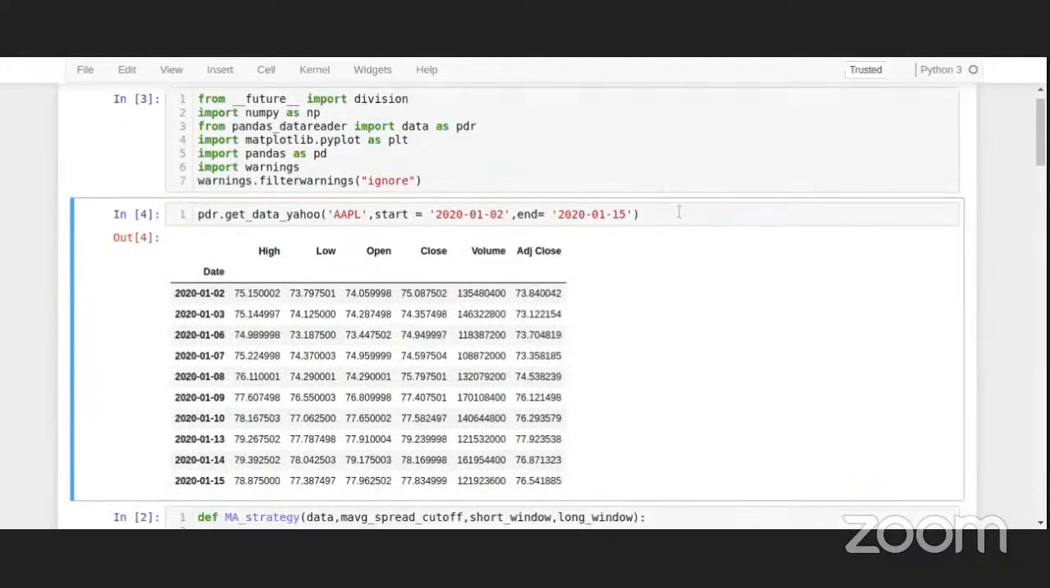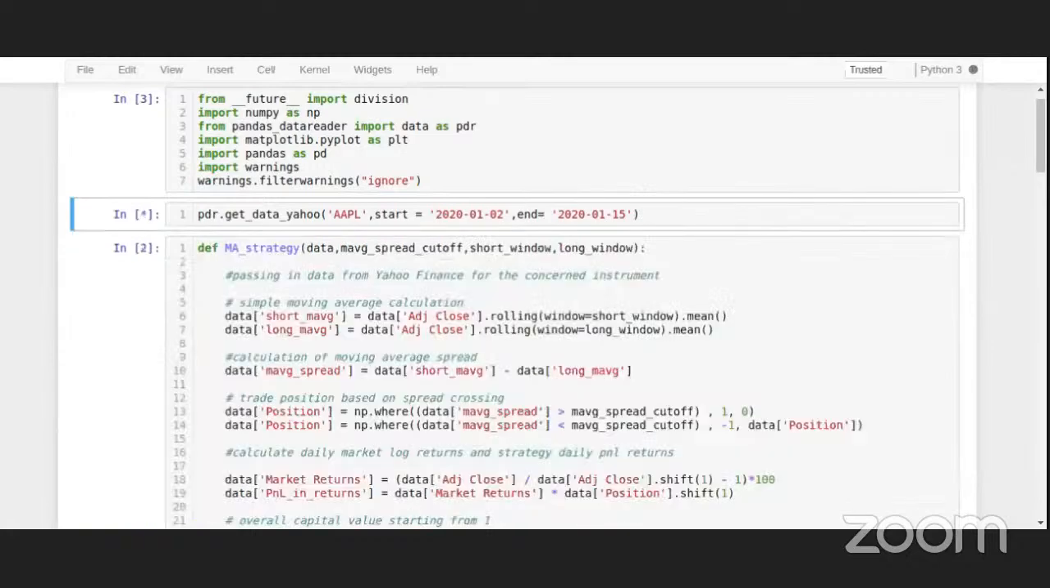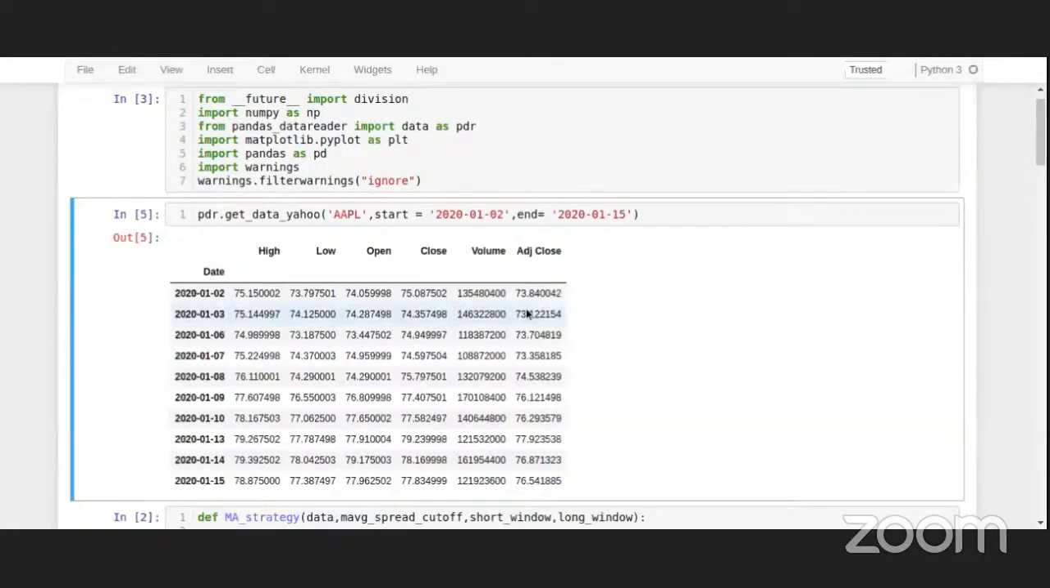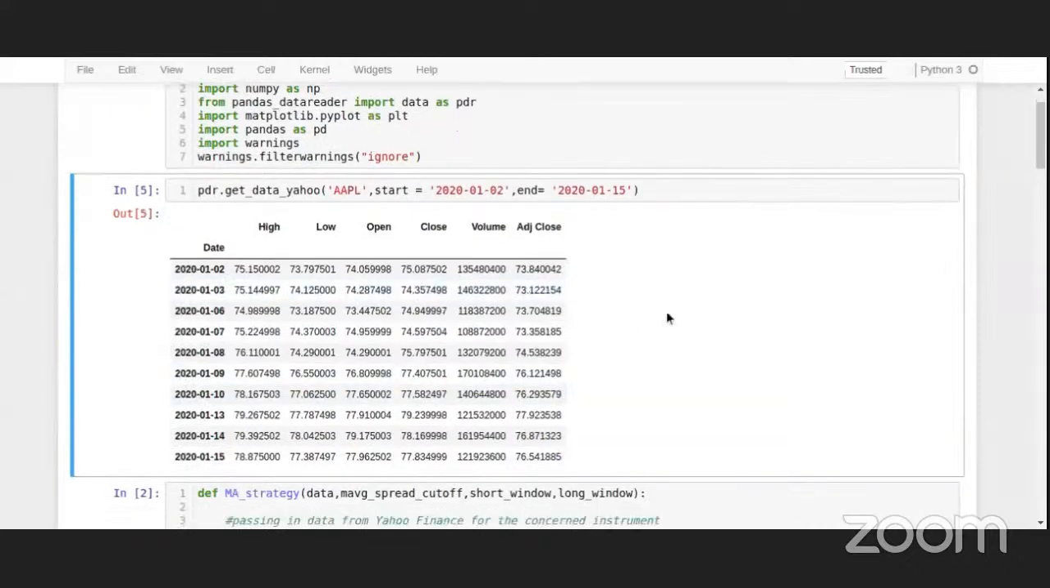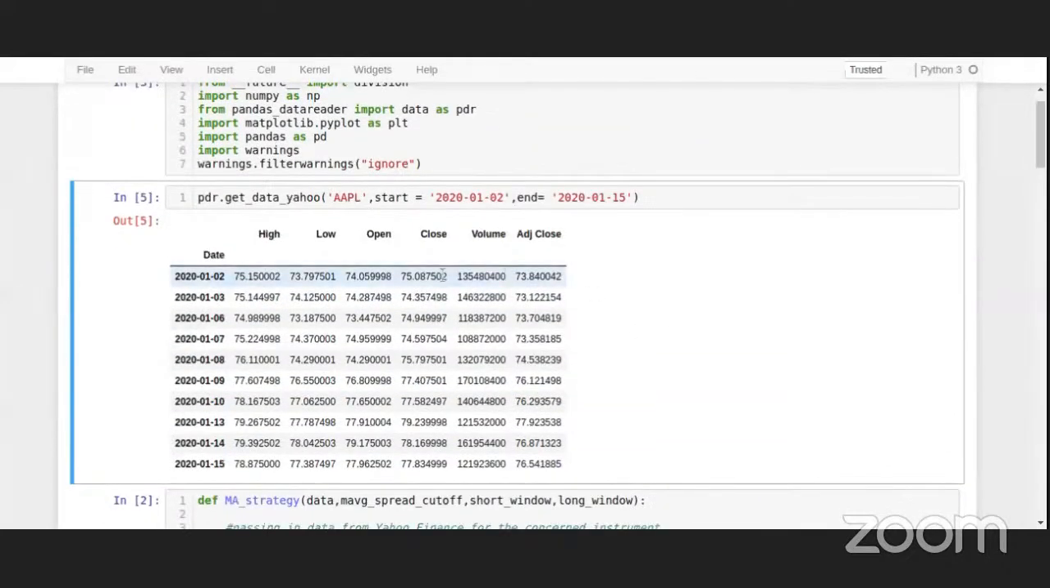So to run this cell, I press Control Enter or Shift Enter. Once you press any of these, you can see the data we are getting from Yahoo Finance. These are the rows. There is a date column, and then multiple columns: high, low, open, close. These are the highest value, lowest value, open value, and close value on that day. And then there is volume, like how many shares were traded on that day.